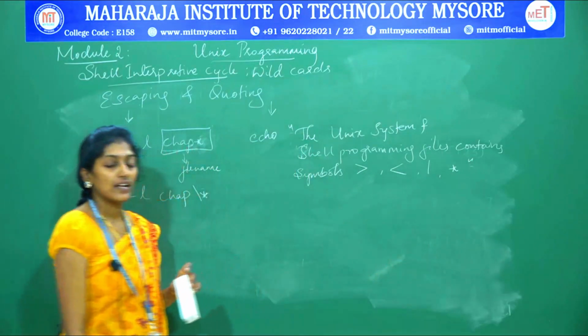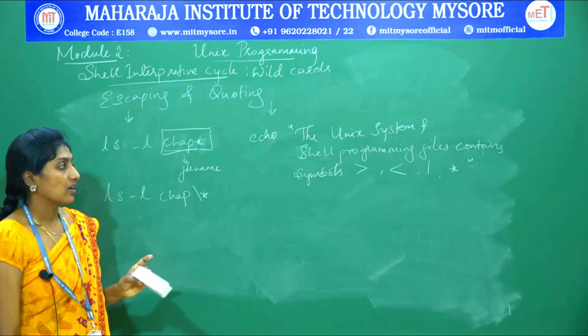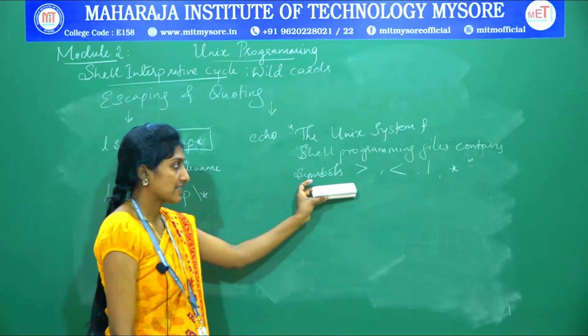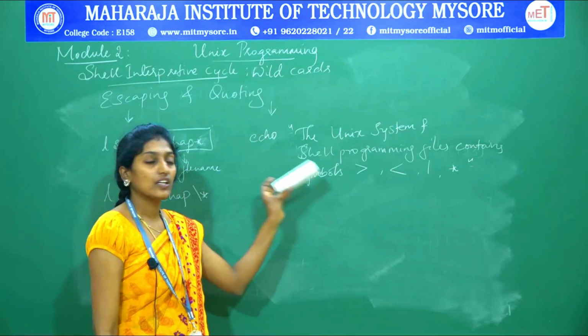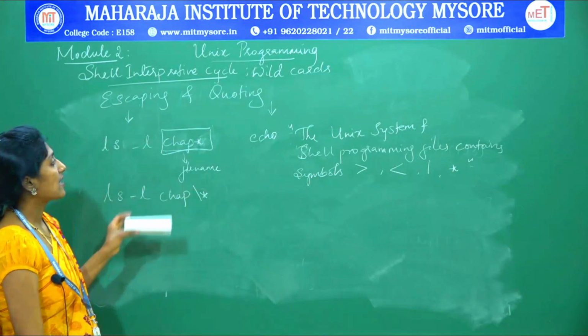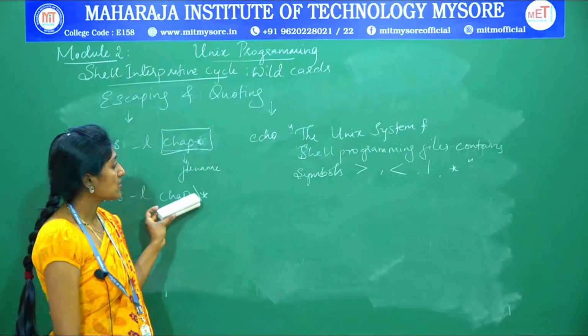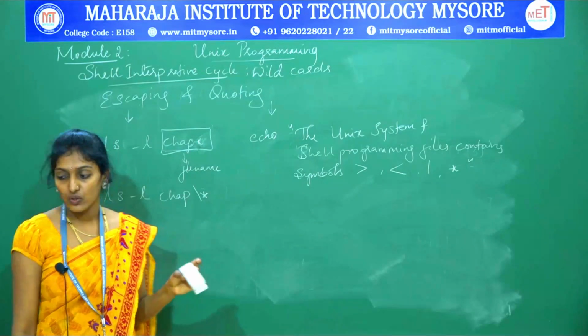So if you have enclosed that with double quotes, then you can retain the symbols as they are, as I have displayed with echo, and you can ignore the meaning of these special symbols. So this is one example of showing how escaping and quoting work. So this is about escaping and quoting.